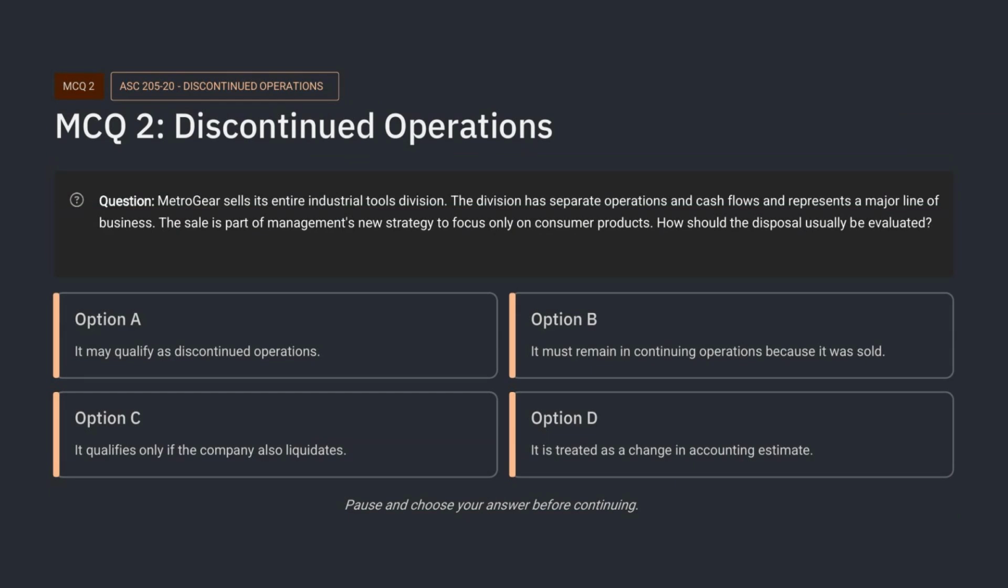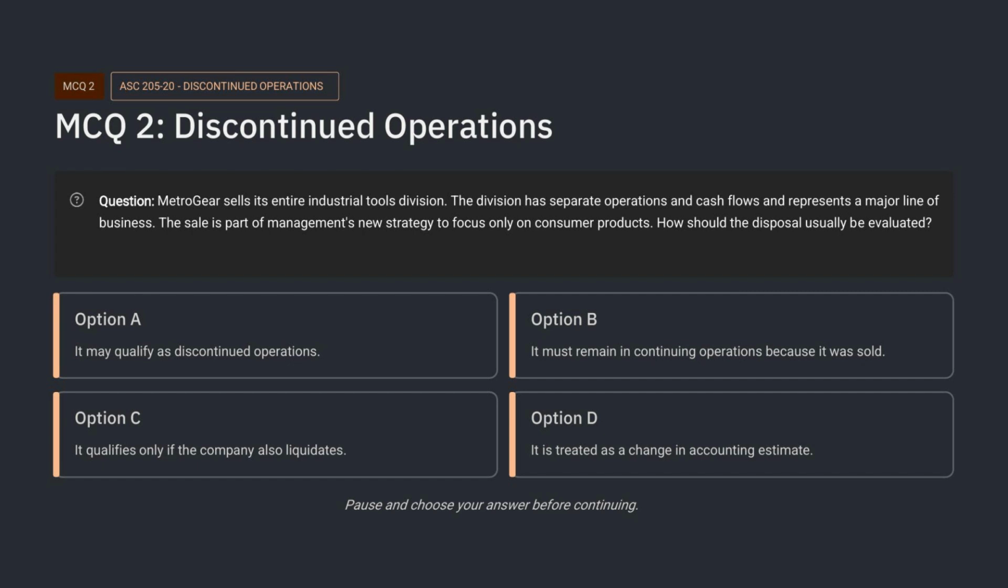MCQ2 comes from the ASC 205-20 discontinued operations. A company named Metro Gear sells its entire industrial tools division. The division has separate operations and cash flows, represents a major line of business, and the sale supports management's new strategy to focus only on consumer products.